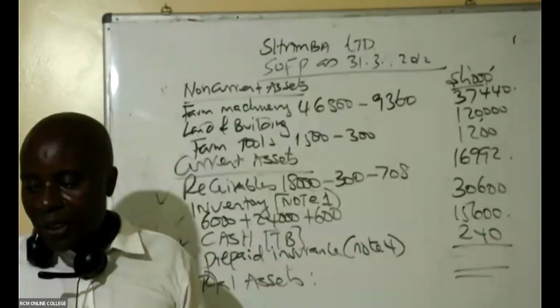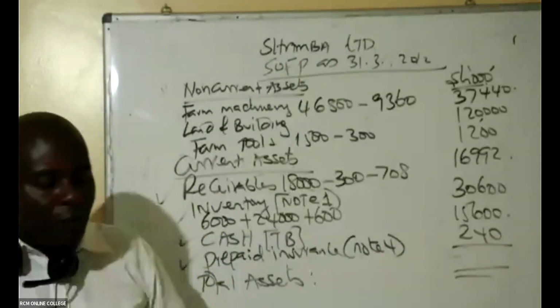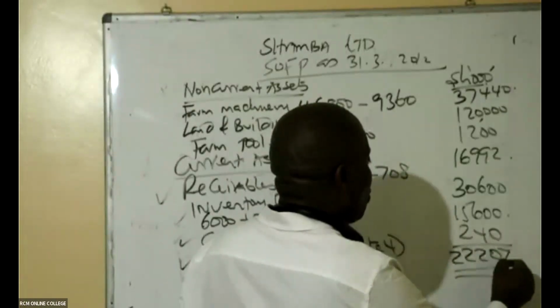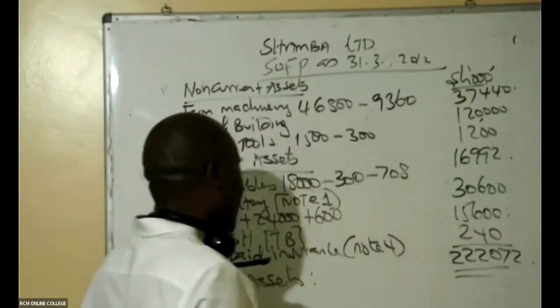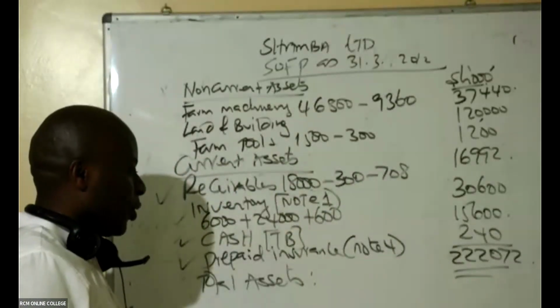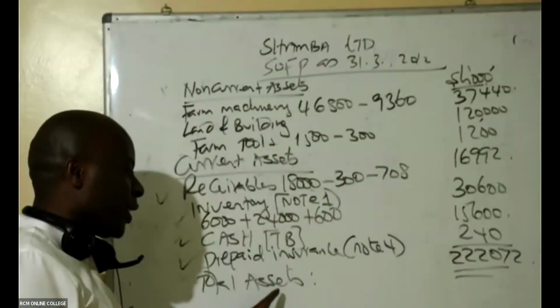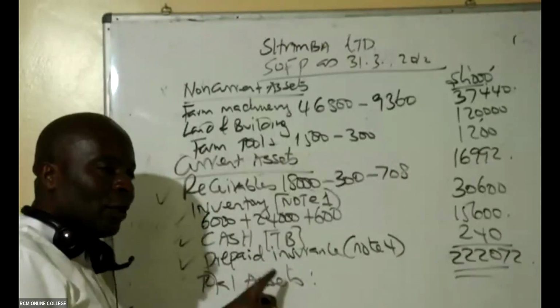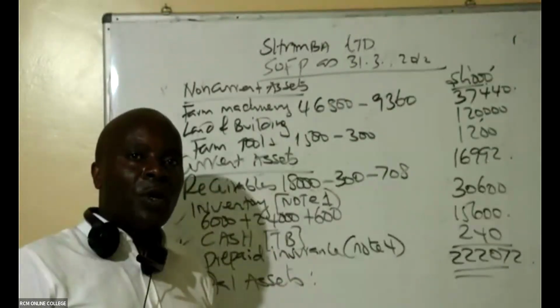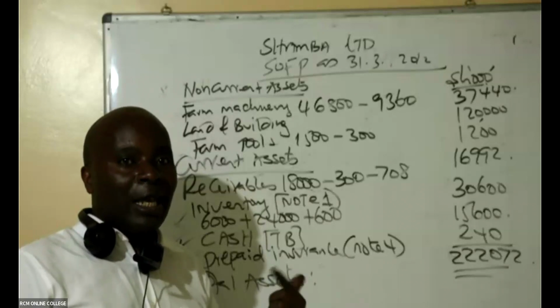So according to Margaret, we have 222,072. And then now, as a gentleman, I would have preferred going down here with that. No, we are not thieves. These assets here must be accounted for. How are they financed? Remember, asset financing, we look at the owner's equity or liabilities.